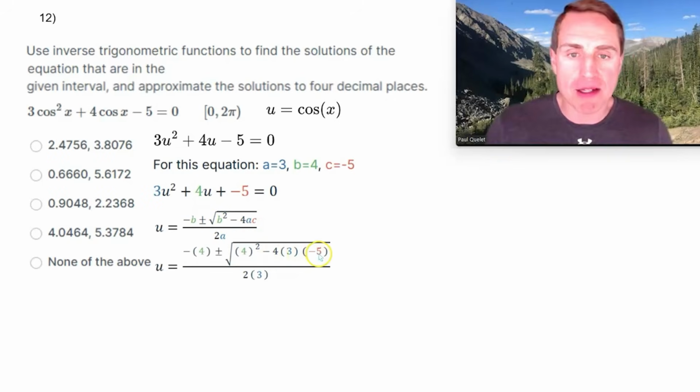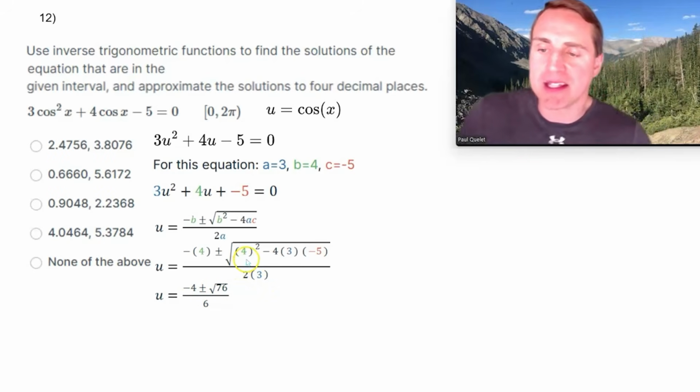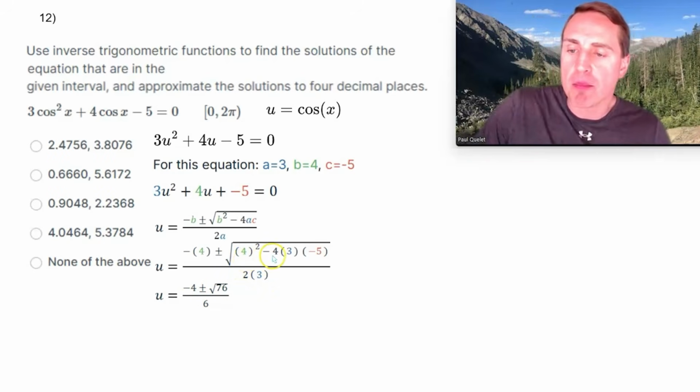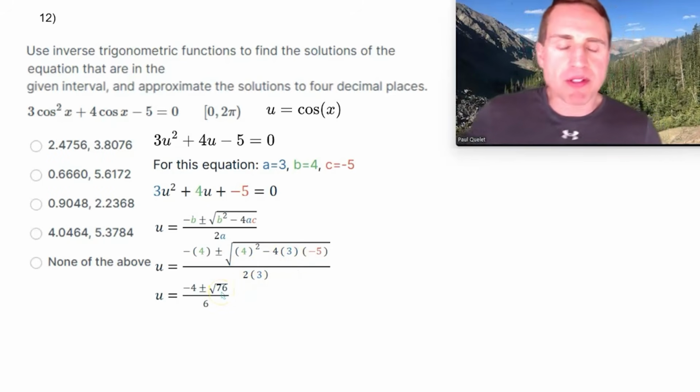Notice the discriminant, when we calculate that, is equal to 76. So it's not a perfect square, so this was not factorable. Plugging our numbers in, we've got negative 4 plus or minus the square root of 4 squared minus 4 times 3 times negative 5, over 2 times 3. So we get negative 4 plus or minus the square root of 76, because that's the same thing as 16 plus 60, over 6.